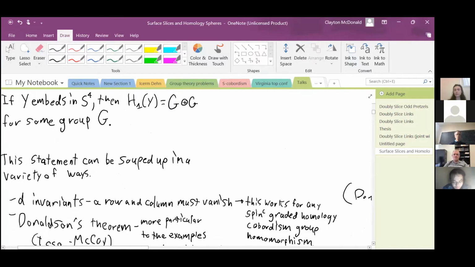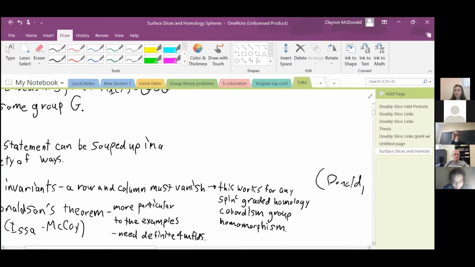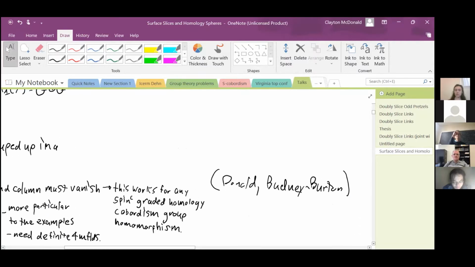And one thing to note is I think this works for any spin C graded homology cobordism group homomorphism in a similar way, if you have any of those other ones lying around. I think the first people to really use this, that I know of at least, are Andrew Donald and Ryan Budney and Benjamin Burton.